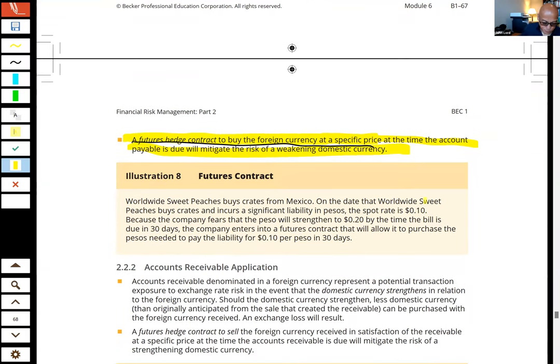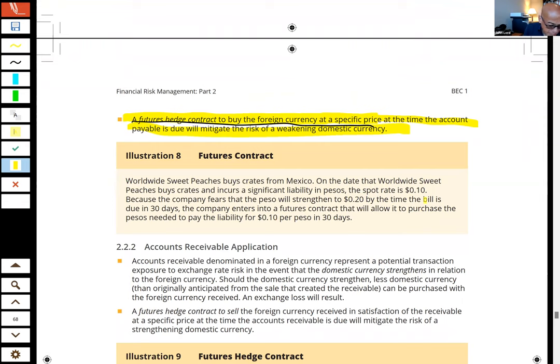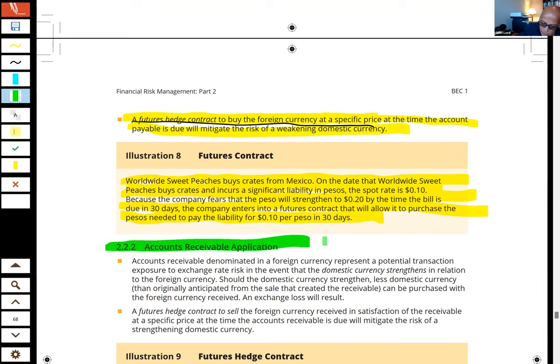So take a look at this example. Worldwide Sweet Peaches buys crates from Mexico. On the date it buys the crates, it incurs a significant liability in pesos. The spot rate is 10 cents, because the company fears that the peso will strengthen to 20 by the time the bill is due in 30 days. We enter into a contract that allows us to purchase the pesos needed to pay the liability at 10 cents per peso. So we protect ourselves by having the ability to buy those pesos at a later time, when we're ready to pay, at a fixed rate of 10 cents.